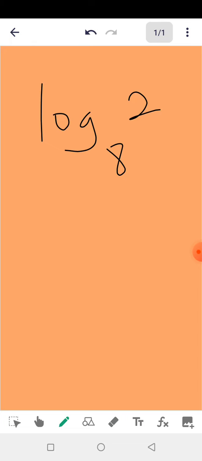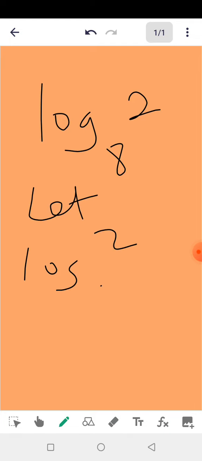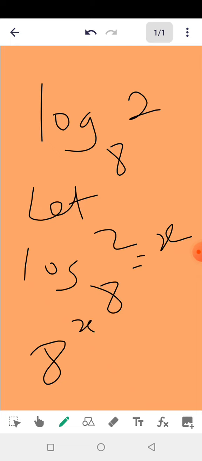So I will not be able to use the first law we itemized on this page, and the second law we itemized also. It will make perfect sense if we can change all of these to indices. So if I say let log 2 base 8 be equal to x, then we end up having 8 raised to the power x is equal to 2. I believe you know how I got that equation.